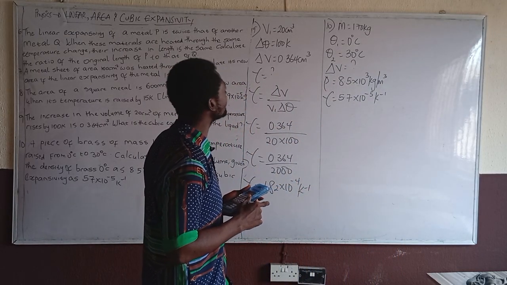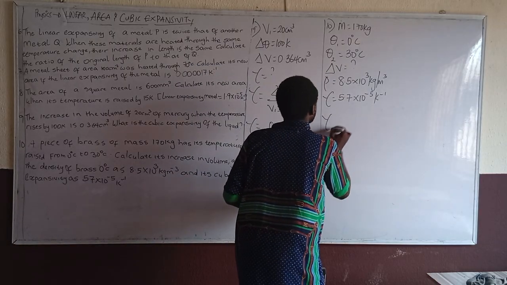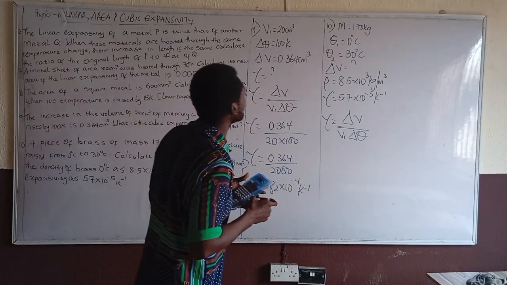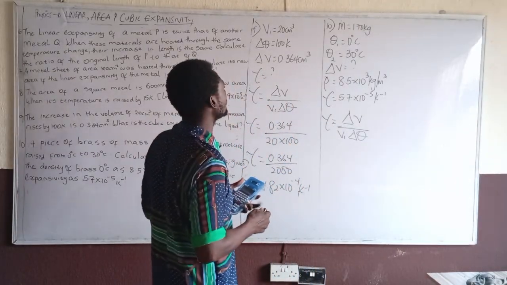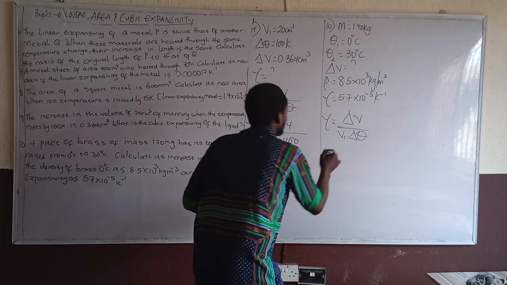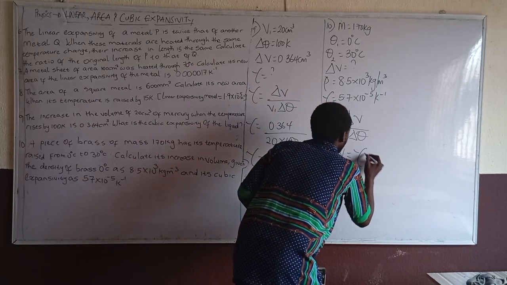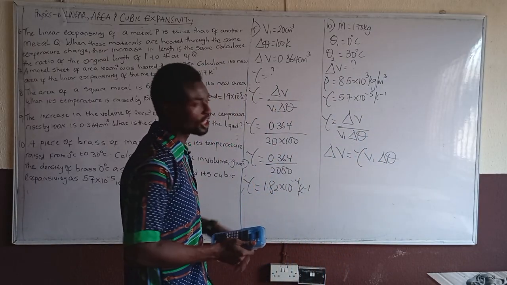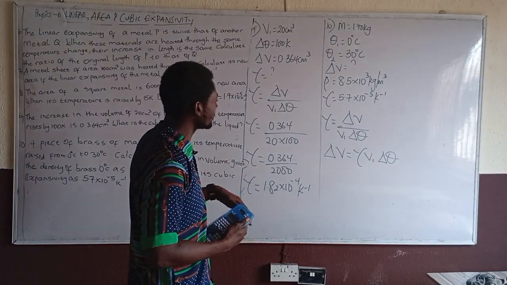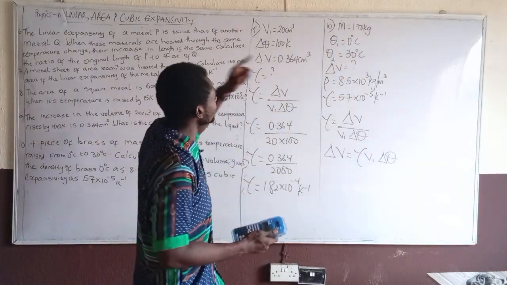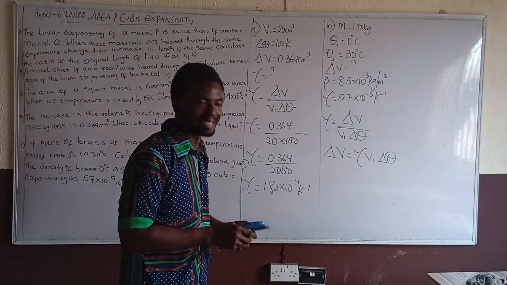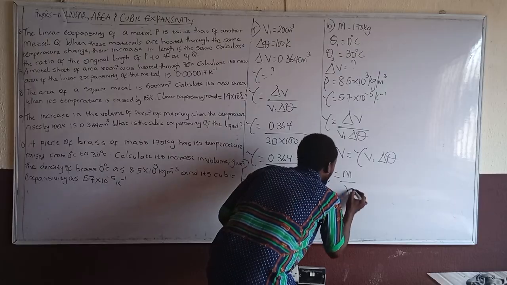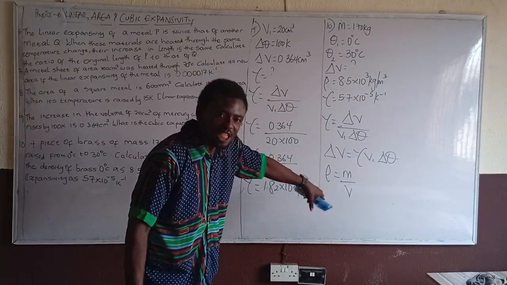Now, my formula for this is gamma equals delta V over V1 delta theta. I'm looking for change in volume, so the change in volume is gamma V1 delta theta. I have my gamma, I have my change in temperature, but I don't have V1. Because I don't have V1, that's why I was given mass and what? Density. Because in physics we know that density is mass over volume. So from here I will get my V1.